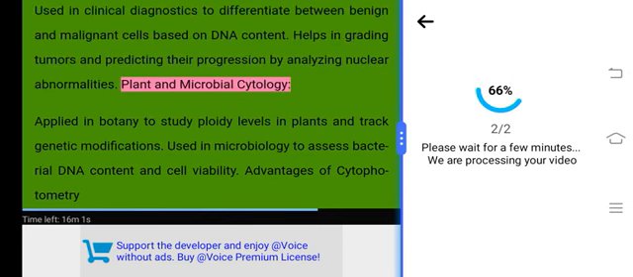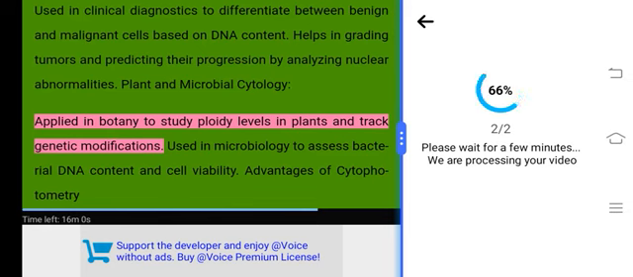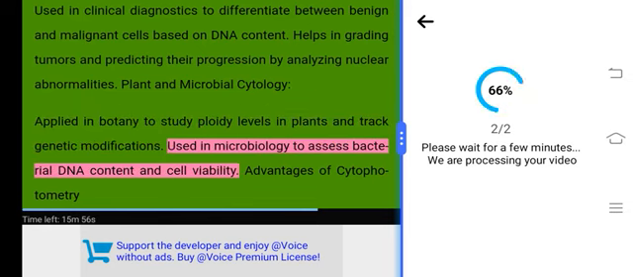Plant and microbial cytology. Applied in botany to study ploidy levels in plants and track genetic modifications. Used in microbiology to assess bacterial DNA content and cell viability.